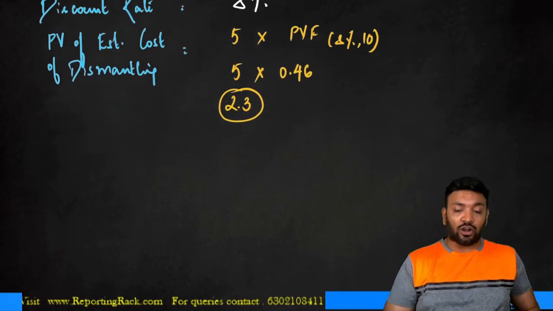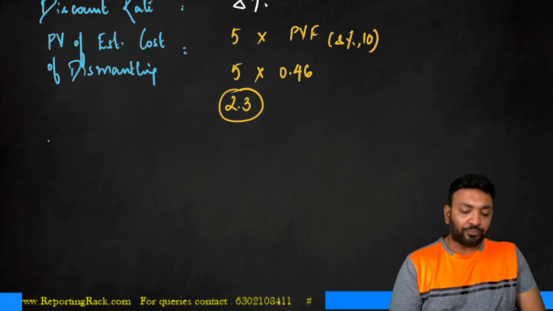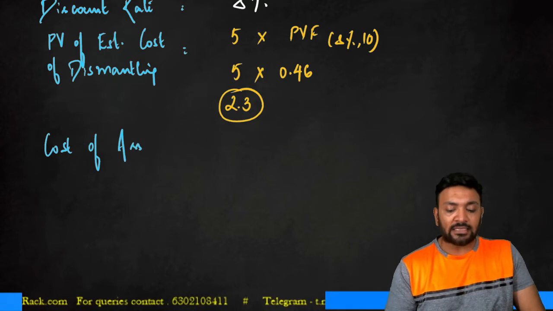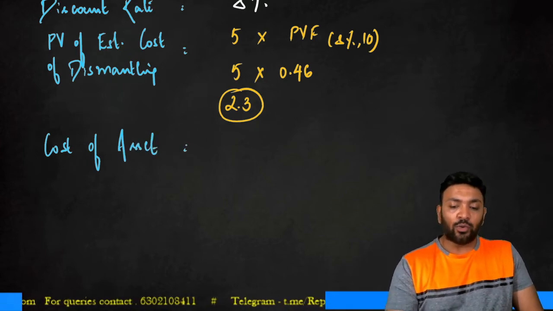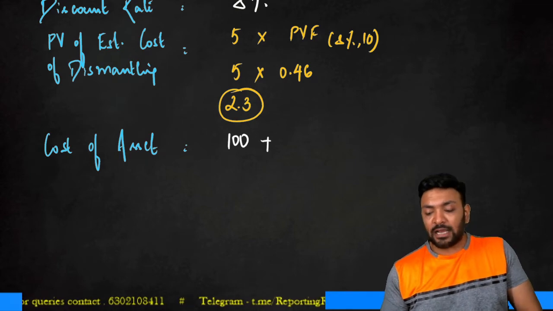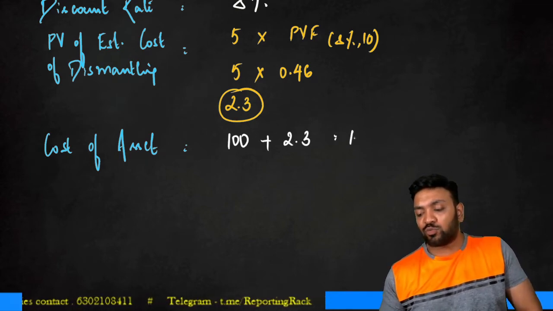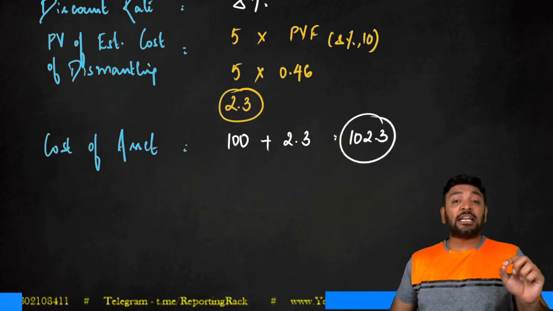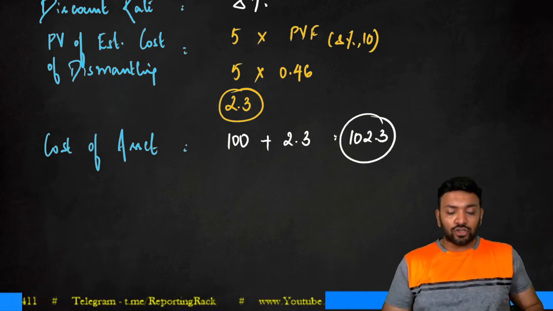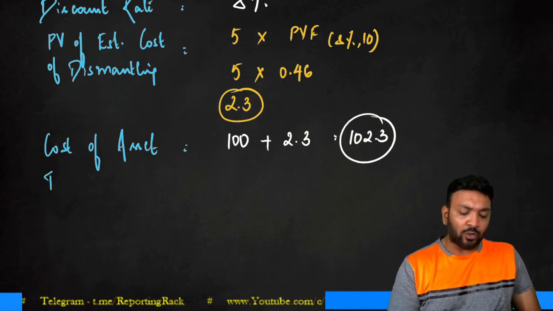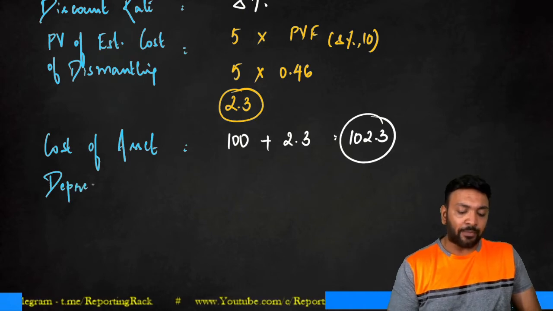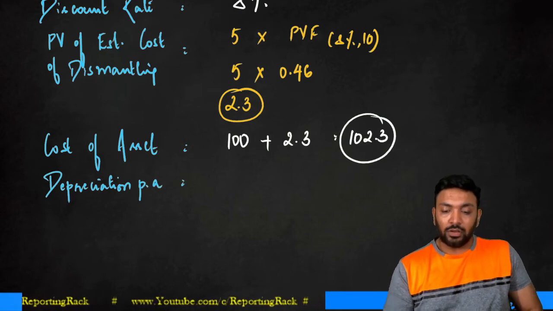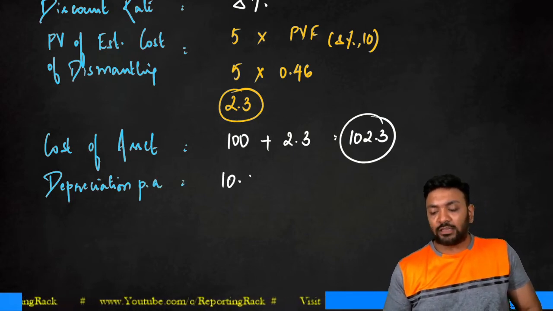This should get added to the cost of the asset. Therefore, the cost of the asset to be capitalized is equal to 100 million plus 2.3 million, which is 102.3 million. I have to depreciate it for a period of 10 years. So what is the depreciation per annum? On a straight line basis, if I depreciate, depreciation per annum is equal to 10.23.